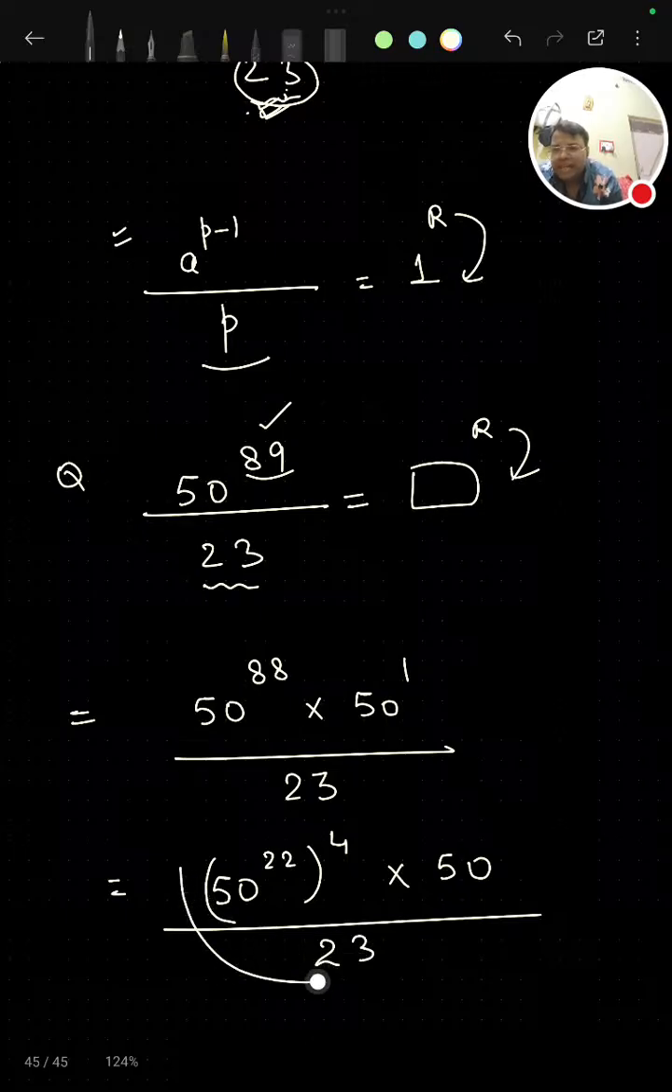Here it is completely the formation of Fermat's theorem. Clear? It is the formation of Fermat's theorem. So it gives remainder 1. Number to the power 4, then remainder to the power 4. So the remainder is 1 to the power 4 into 50 divided by again 23.